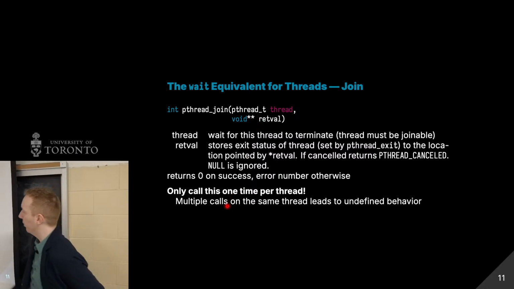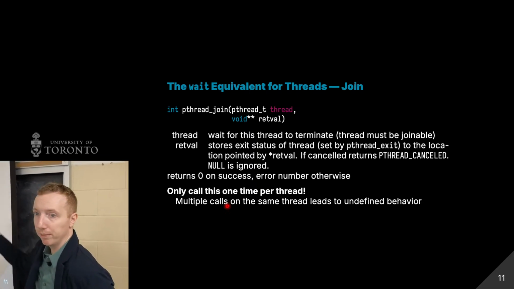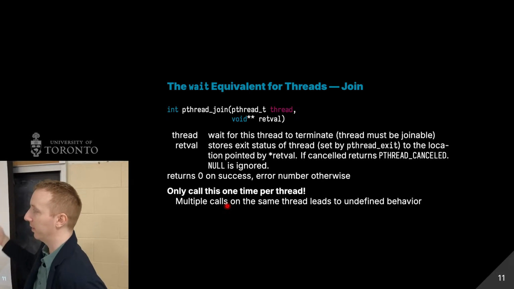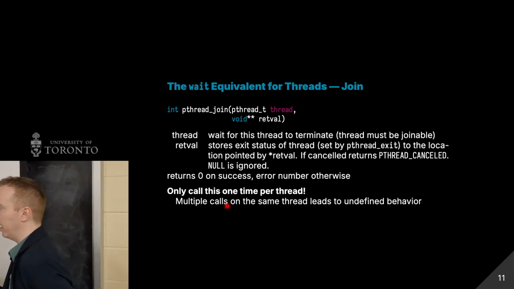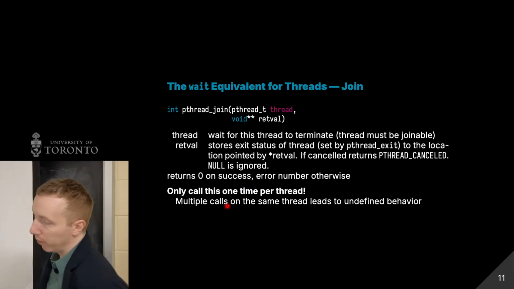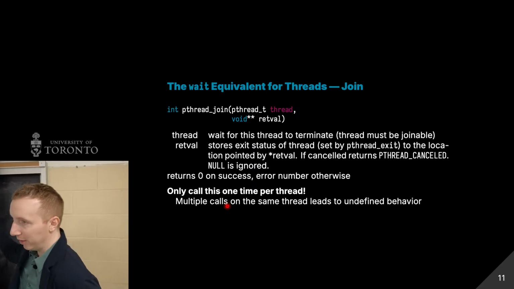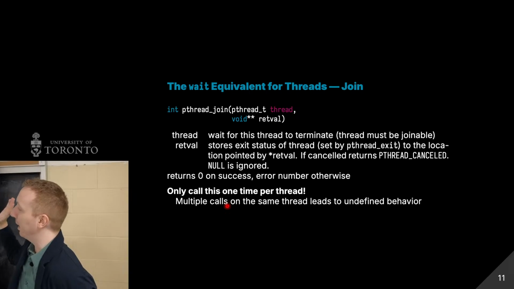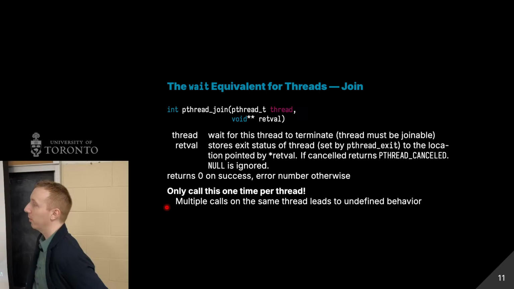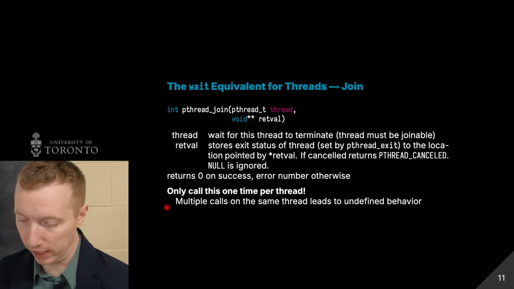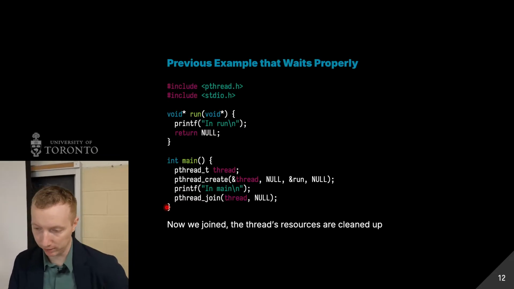And unlike wait, where if you wait on something, it's cleaned up, everything's done, the kernel knows about it, and would give you an error if you waited on it again. For pthreads, because they all exist in the same address space, you can call this multiple times with the same number, but it is technically undefined behavior. So you should only call this one time per thread, and you have to ensure that. That is one difference just because they're in the same address space.